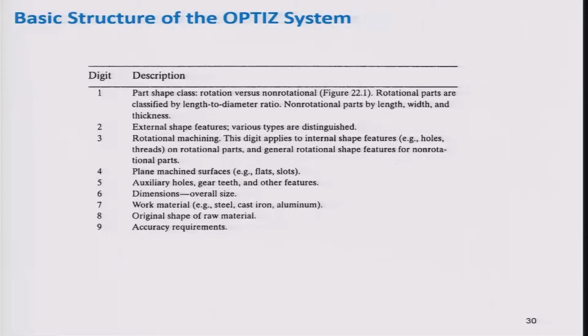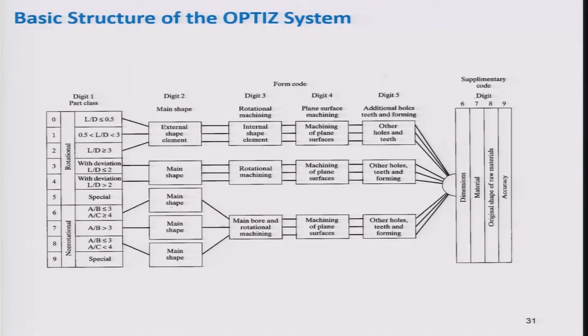Here, part shape digit 1 signifies the part shape class, rotational versus non-rotational. Digit 2 signifies external shape features, and various types are distinguished. Digit 8 signifies the original shape of raw material. So there is a variety of digits and each has some meaning related to your code digit system. Here you can see the basic structure in the Opti system: they are the form code, okay, and they are the part class.